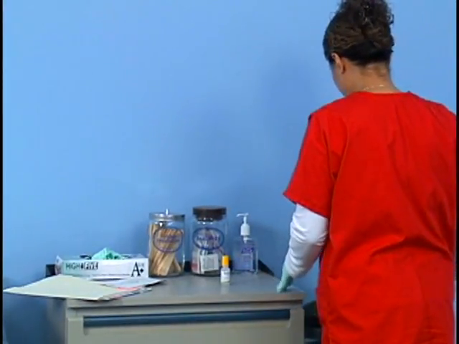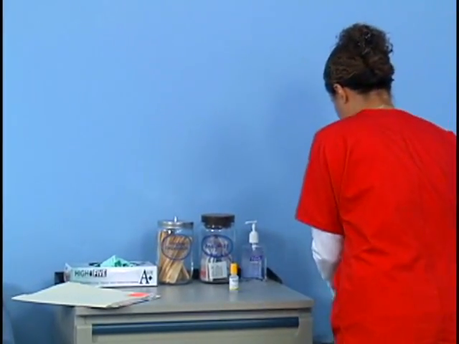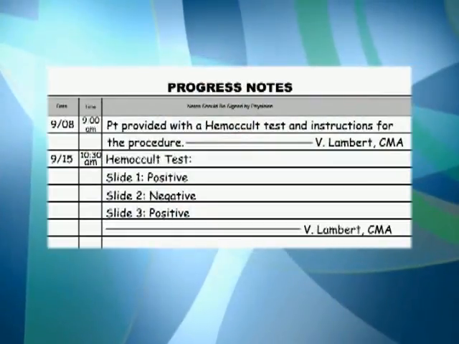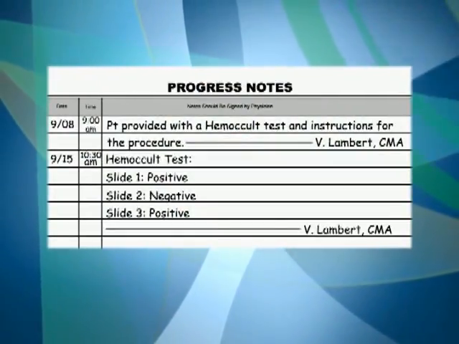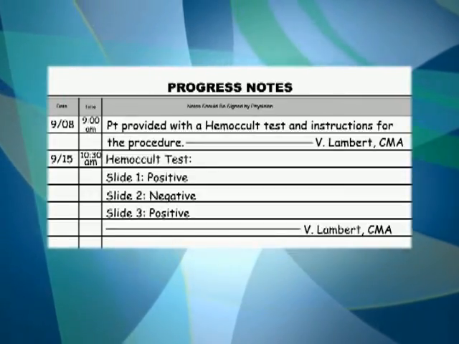Properly dispose of the Hemoccult slides in a regular waste container. Remove your gloves and sanitize your hands. Chart the results. Include the date and time, the brand name of the test, and the test results for each slide. Record these as positive or negative.